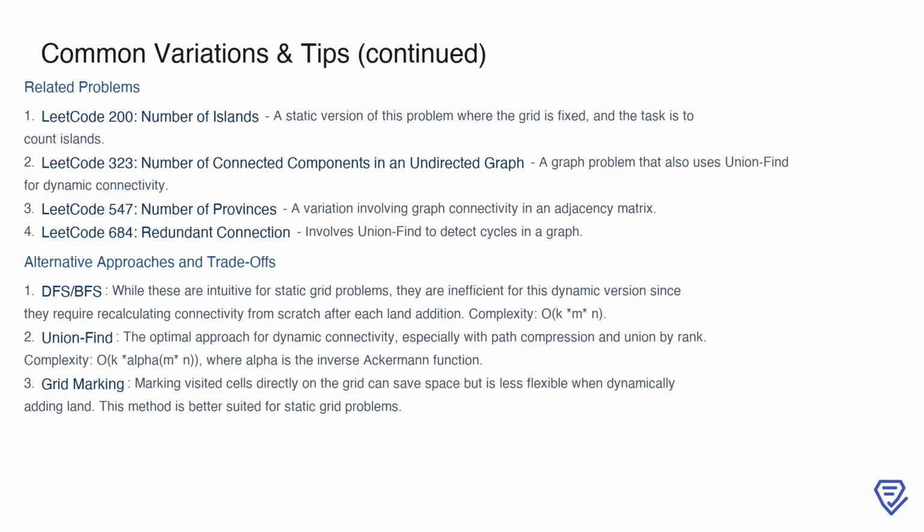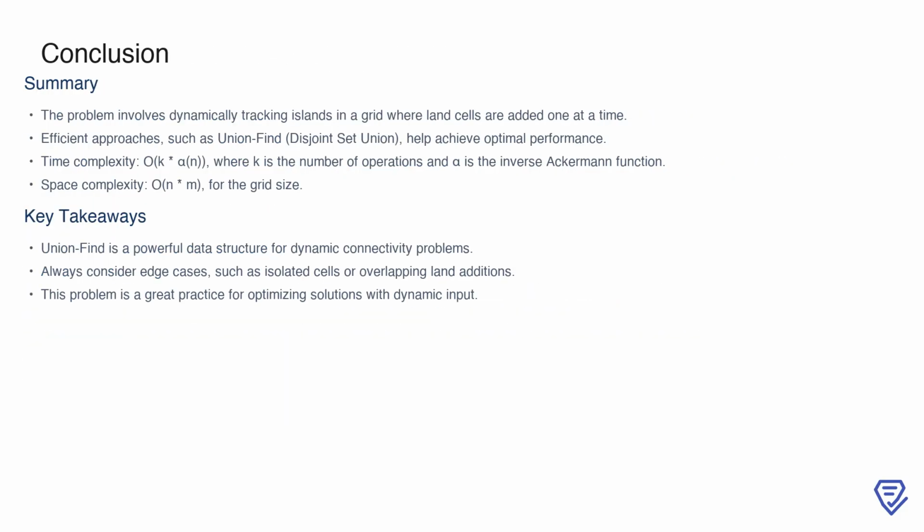Another technique is grid marking, which involves marking visited cells directly on the grid. While this can save space, it's less flexible for dynamic problems and is better suited for static scenarios. By understanding these variations, you can tailor your approach to fit both the problem requirements and interviewer expectations. Great job! We've covered the dynamic problem of tracking islands using efficient algorithms like union find. Remember, tackling problems like this sharpens your problem-solving skills and prepares you for real-world challenges.